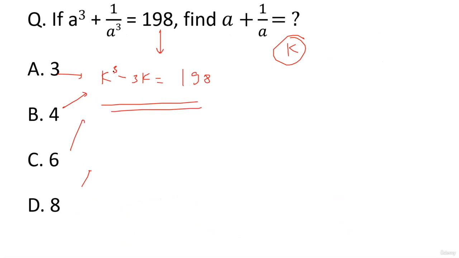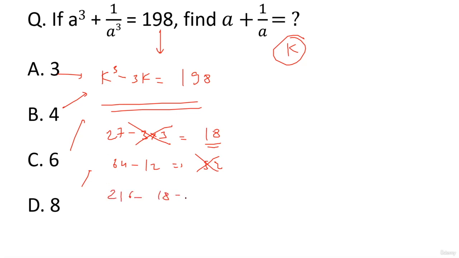If you put k equal to 3 here, 3 cube is nothing but 27 minus 3k, 3 into 3 will be 9. It's not 198. It's equal to 18, right? Okay. If you put k equals to 4 here, 4 cube is 64 minus 3 4s are 12. This is 52, not equal to 198. If you put k equal to 6, 6 cube is nothing but 216 minus 3 6s are 18, which is nothing but 198. It's what you observe, right? And what you want. This is option C.